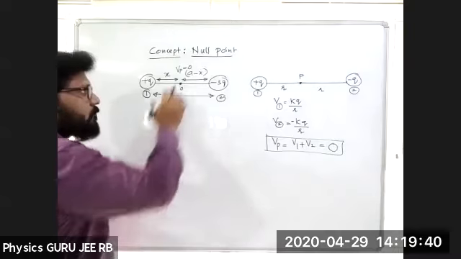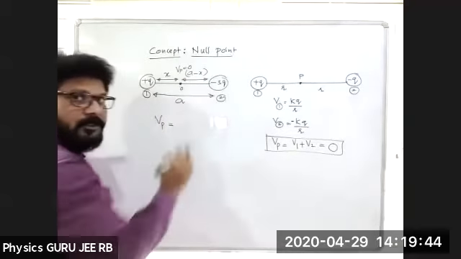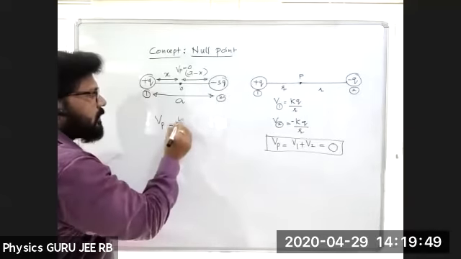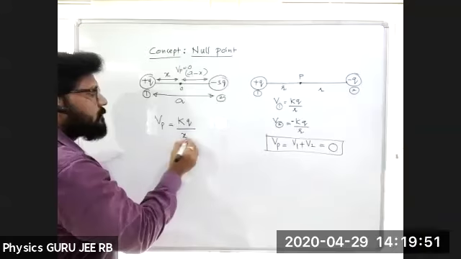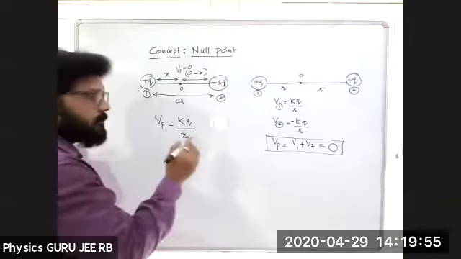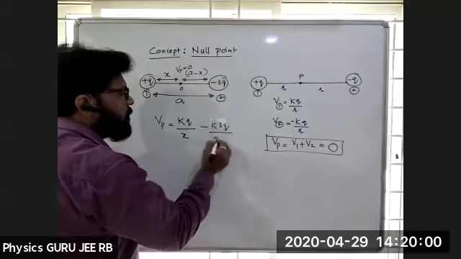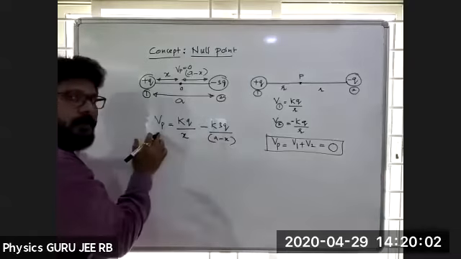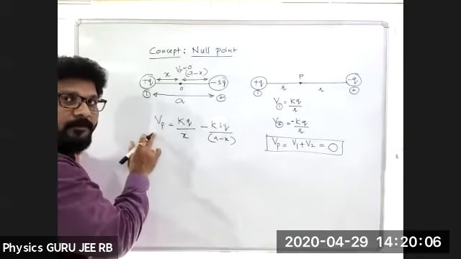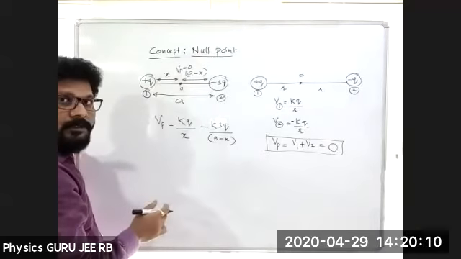So potential at point P is potential due to the first charge plus potential due to the second charge. Potential due to the first charge can be written as kq divided by x. Next, potential due to the second charge, which is a negative charge, so keep it negative: minus k3q divided by a minus x. So at this particular point, it should become 0. That is nothing but what we call a null point, right?